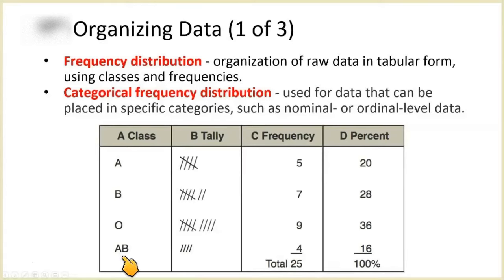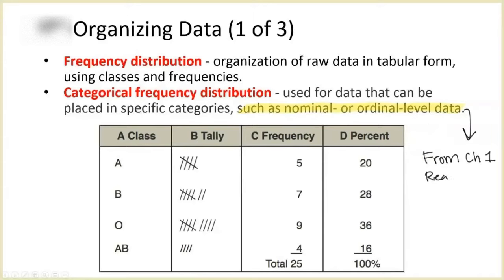You may not know that, but the A, B, O, and AB are the 4 different types that your blood type could be. And this particular table is called a categorical frequency distribution. It displays categorical data, and that's something that comes from chapter 1 in your reading. Categorical data is any data that can be nominal or ordinal. That information comes from chapter 1.